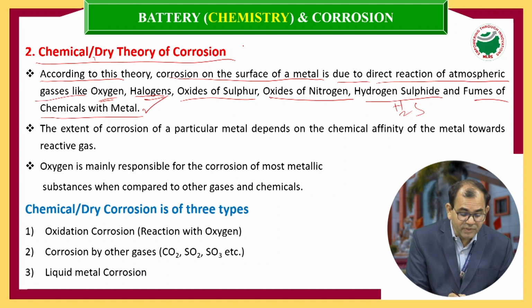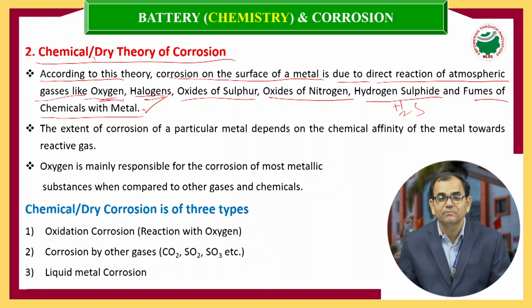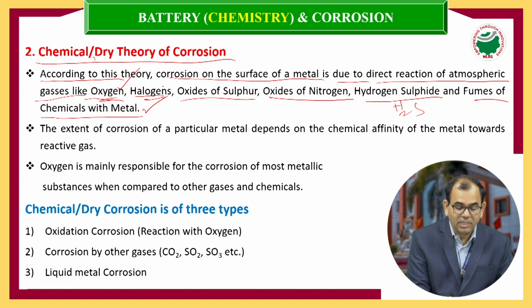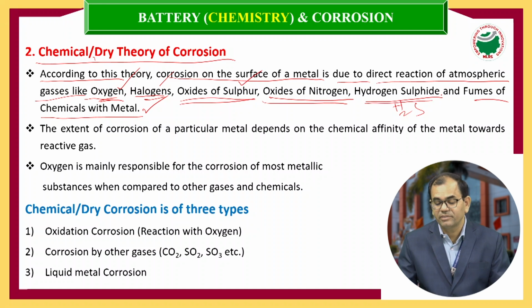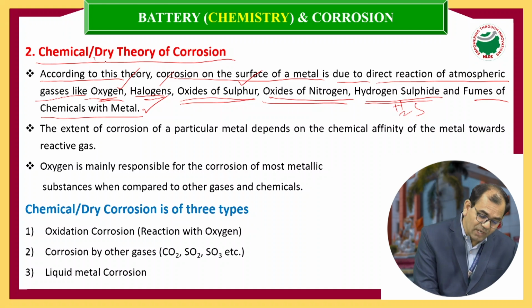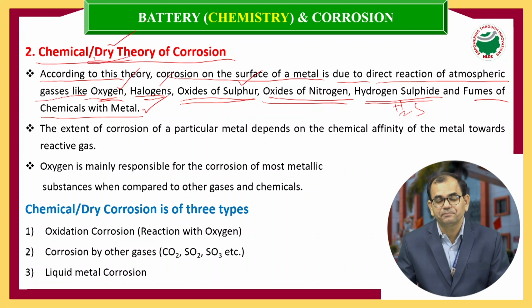Corrosion taking place with the help of gases. It is oxygen, halogens like fluorine, chlorine, bromine, iodine, and oxides like sulfur dioxide, sulfur trioxide, nitrogen oxide, hydrogen sulfide. There is no water, only oxygen and sulfur and nitrogen oxides. That is why we are calling it dry corrosion. There is no direct water or moisture involvement in the corrosion formation.